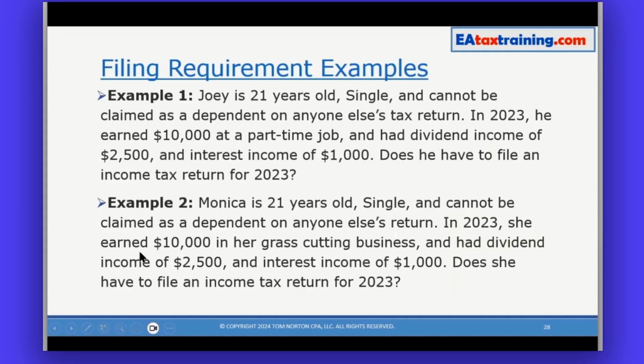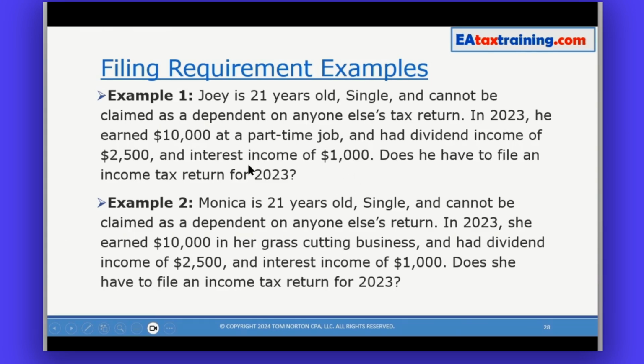So let's do a couple of examples so you can see how these rules work. Joey is 21 years old, single, and cannot be claimed as a dependent on anyone else's tax return. In 2023, he earned $10,000 at a part-time job.